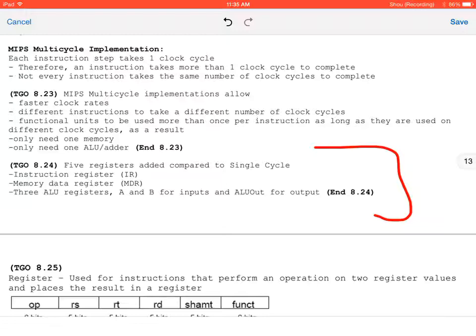And we have 3 other registers. We call them A and B. Since we're going to be breaking down into time slices, A and B are your 2 outputs from the registers to control your 2 inputs into the ALU. And then ALU out: we're going to store the value of the ALU out for a clock cycle to be able to differentiate between different types of instructions. So those are the 5 registers added to the single cycle implementation.